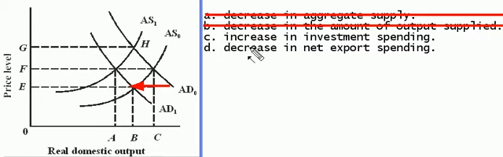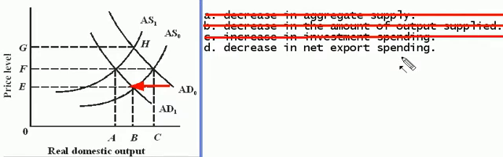And then we have C, an increase in investment spending. Well, if that were true, that would have caused the aggregate demand schedule to shift to the right, not to the left, because investment spending is part of aggregate demand. So we can scratch that one safely from the list. And so that only leaves us with D, which is the decrease in net export spending.